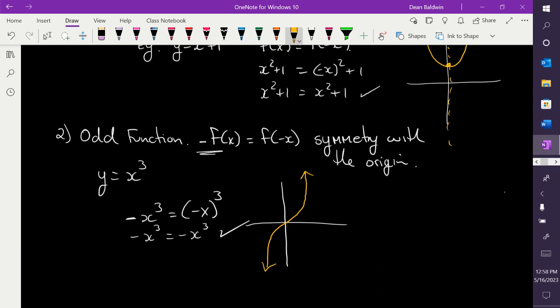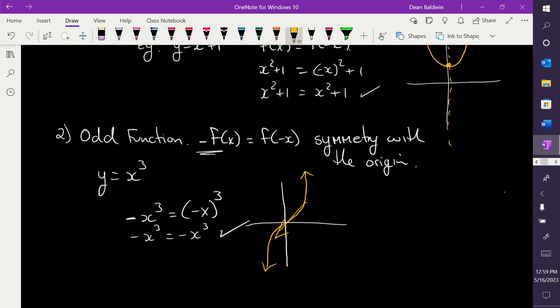Okay. Do you know what I mean when I say symmetry with the origin? This bit is reflected that way. Or in Math 12, if we did transformations, which nobody likes or remembers, we flipped it that way and then we flipped it that way and you get the graph. That's symmetry with the origin.